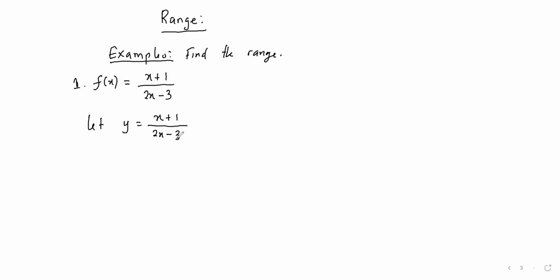And then cross multiply, so we get y times 2x minus 3 is equal to x plus 1. And then do the expansion. We are finding the inverse, so we need to make x the subject. So we put all the x terms on one side, and then factorize.